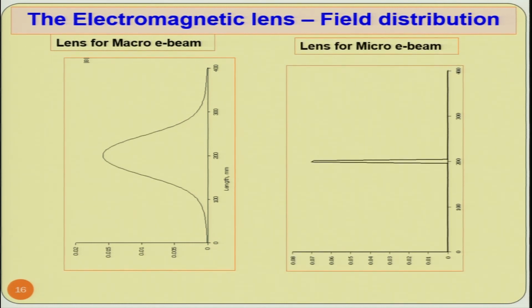Now, the electromagnetic lens field distribution, as you will see here clearly, is shown over there. This is for the macro electron beam. As you can see, this is the length, and this is the kind of normal distribution in the case of macro, but in the case of micro it is highly concentrated, as you can see over here. So, this is quite different as far as field distribution is concerned in macro and micro. That is why in the case of micro you have feature sizes smaller than a millimeter, while in macro you have larger feature sizes.